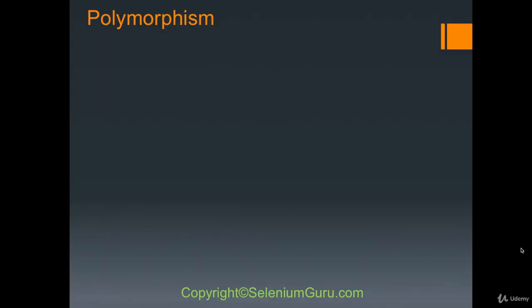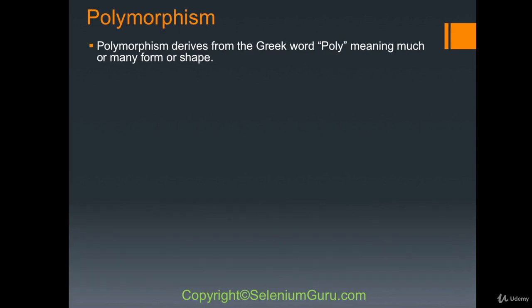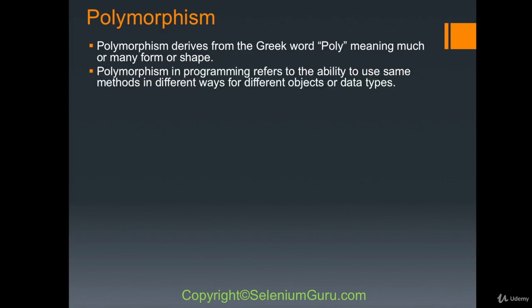In this lecture, we're going to learn about polymorphism. So what is polymorphism then? Polymorphism derives from the Greek word poly, meaning many forms of set. Poly means you've got many forms of set, right? So it's derived from the Greek word.